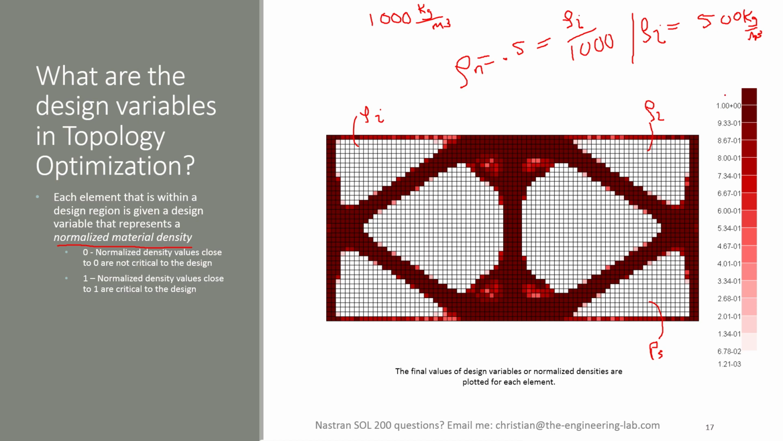Here, this spectrum that you see here in red and white, this is a plot of all the normalized densities. So it's essentially a plot of all the design variables. I usually like to call these design variables ranks. Anything that's close to 1 means the elements should be kept. Everything close to 0 are elements that probably you can dismiss.